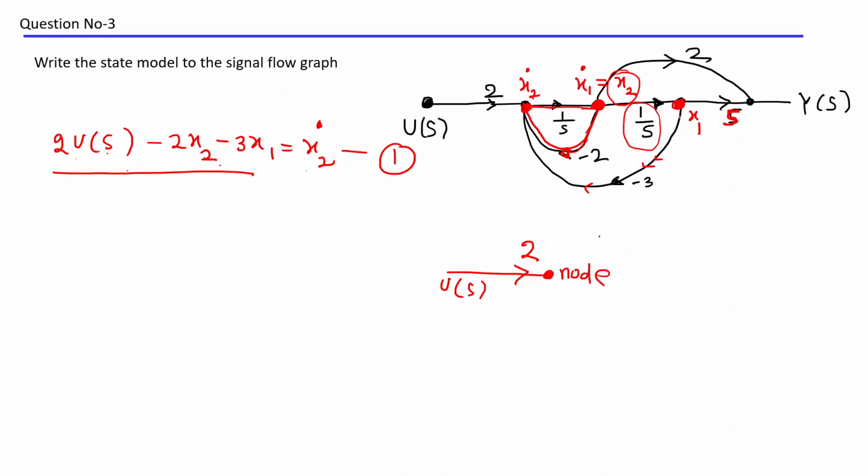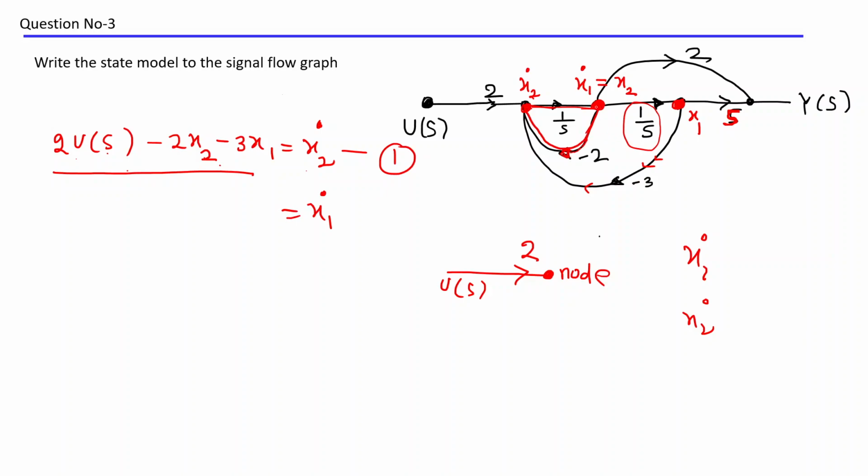let me choose another point. Let me see. x1 star, because we have to represent x1 star and x2 star, because here the highest order is x2 star, meaning second derivative. So x2 star I have already written down. Now write down x1 star. Where is x1 star? This middle node, so the middle node.